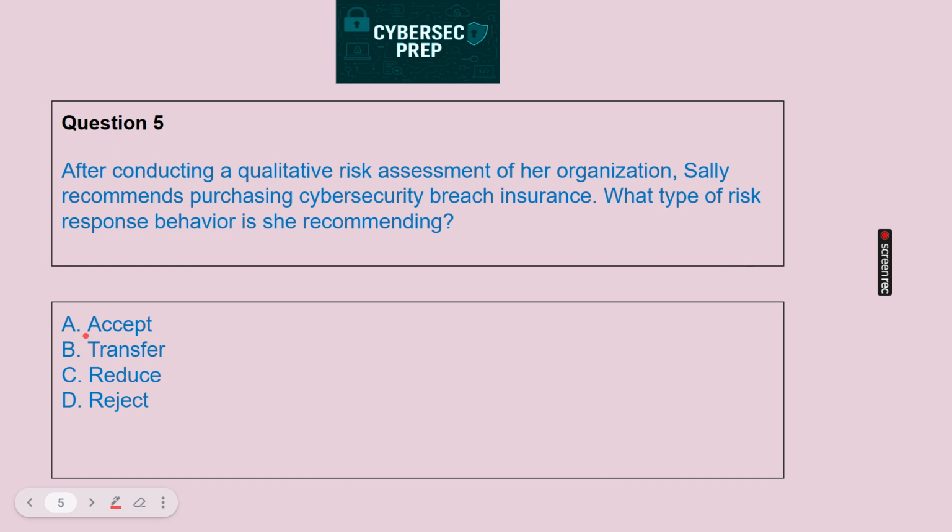So acceptance of the risk is basically when you have already applied some security controls, or you have made some efforts to reduce the risk, right? But for this question, this does not look relevant, because here we are not applying any control. It's just that we have to identify what is the risk behavior after we have suggested a cybersecurity breach insurance. So for now, this is not the correct option.